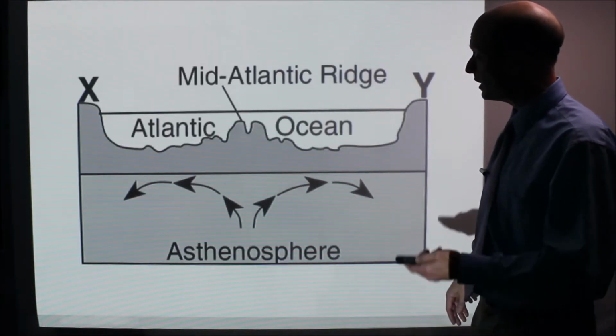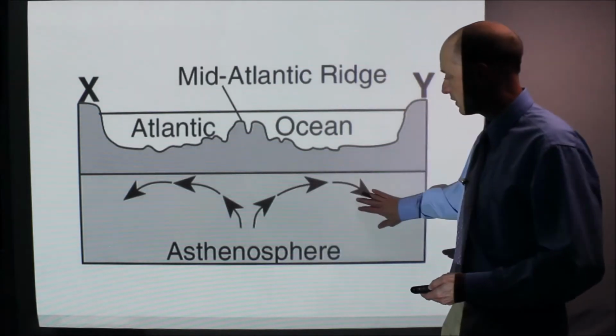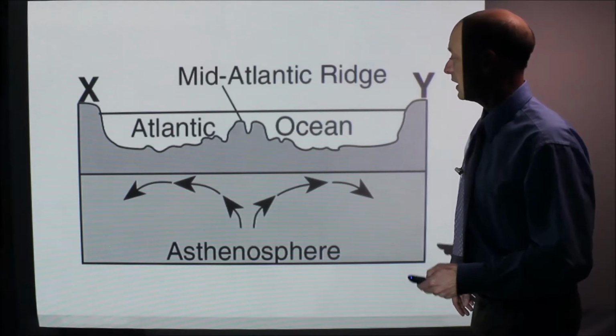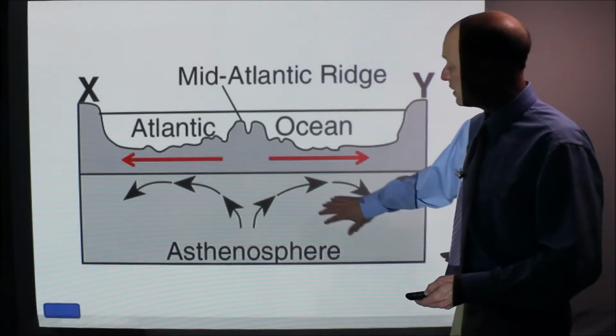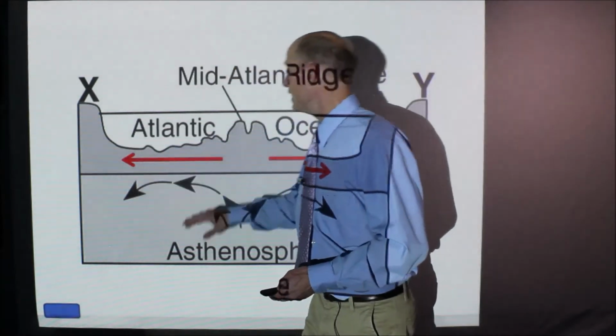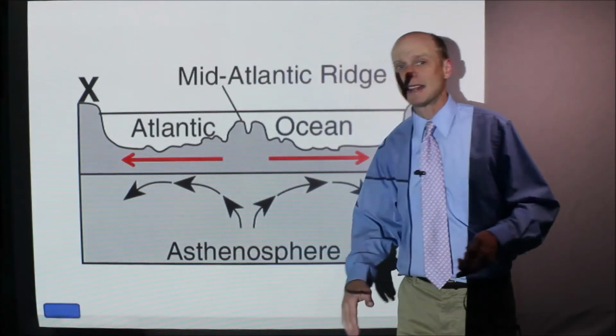This is how it's shown in a Regents exam question. It shows the arrows of the convection currents here in the asthenosphere under the Atlantic Ocean. And therefore, this motion here is causing this plate to move this way, this plate to move this way, and then you have a divergent plate boundary at the Mid-Atlantic Ridge.